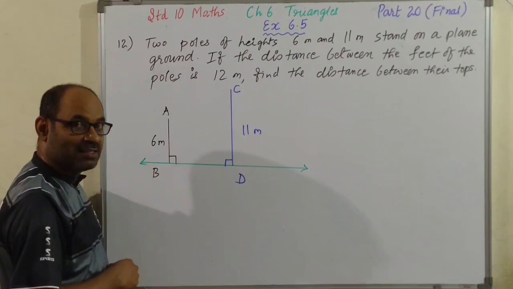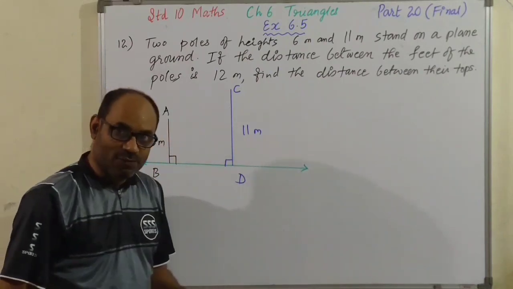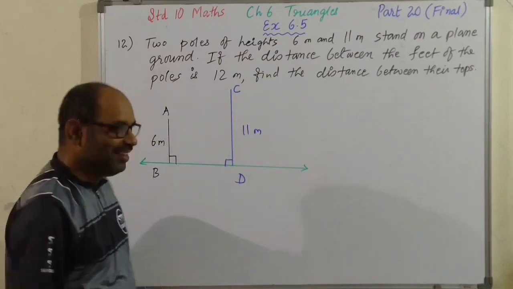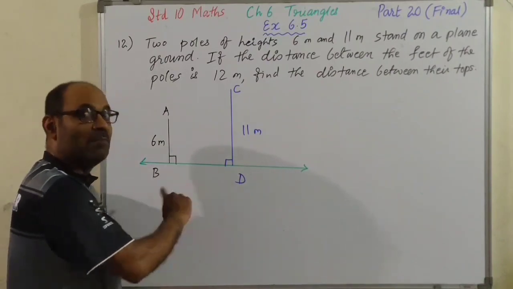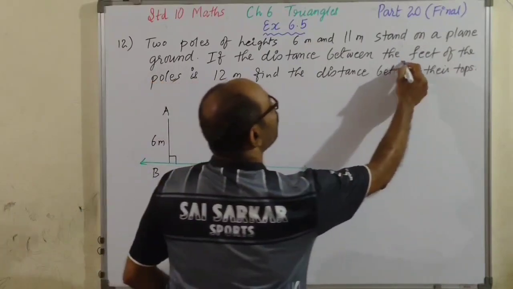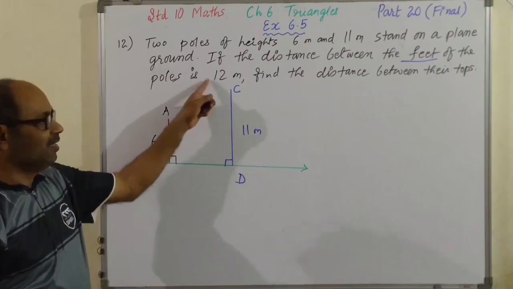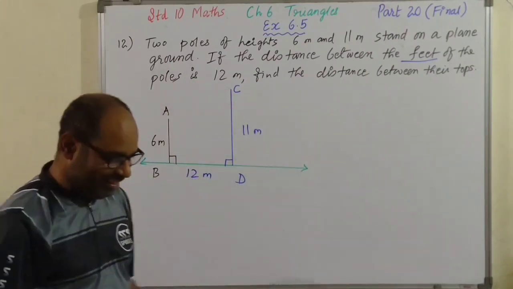Point B represents the foot of the first pole. Point D represents the foot of the second pole, which is 11 meters tall. B and D are feet, the plural of foot. And the distance between the feet is 12 meter. So that means BD is 12 meter.